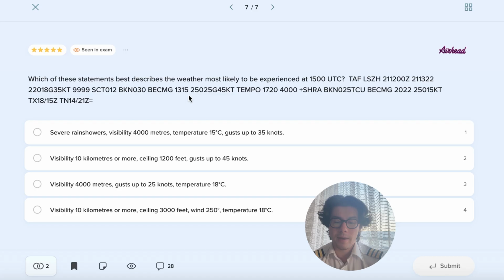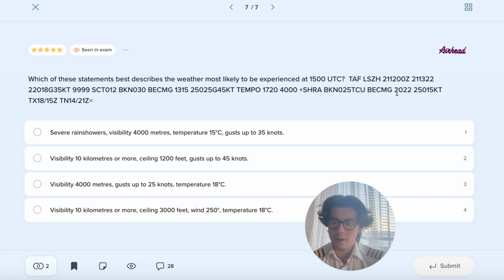And we have a becoming, so between 13 and 15, we'll have a change in the wind. The wind will start gusting up to 45 knots, which is very high. However, this becoming is only changing the wind, so only the wind will change for that particular time. We have a tempo message as well. Temporarily between 17 and 20, meaning for 3 hours, we'll have a visibility of 4,000 with intense showering rains and some changing clouds.